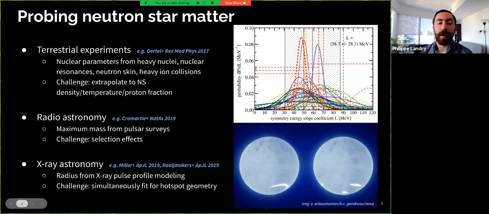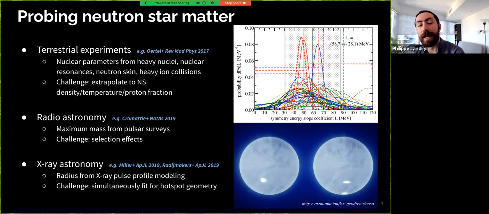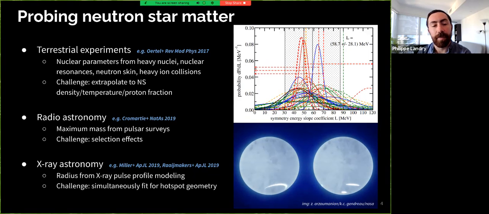But one of the most informative ways to learn about neutron star matter on the astro side is by looking at pulsars. And so in terms of electromagnetic astronomy, we have accurate mass measurements for a number of heavy pulsars. The heaviest one weighs in at about 2.1 times the mass of the sun.